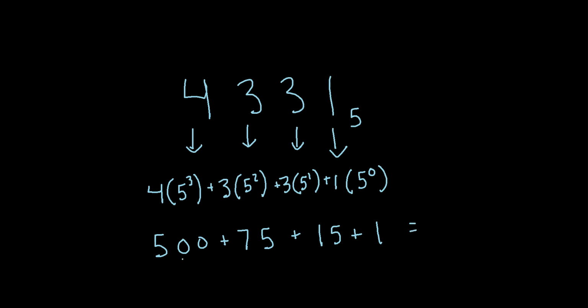So as our final answer, we get 500 plus 75, that's 575, plus 15, that's 590, plus 1, that's 591. So 4331 as a base 5 number corresponds to 591 in the base 10 system.